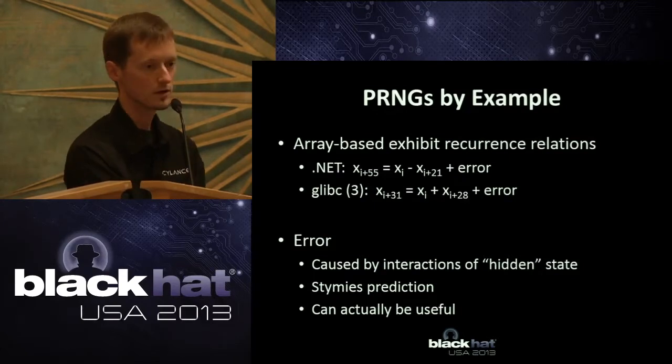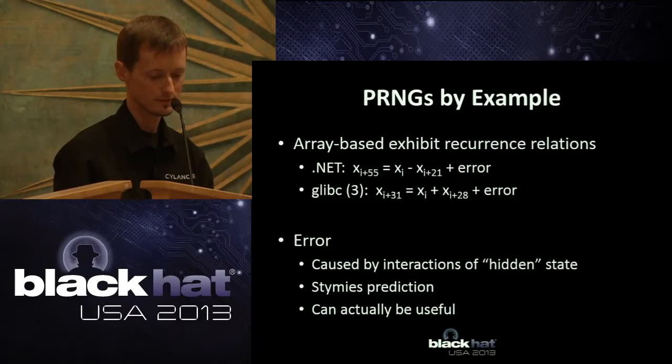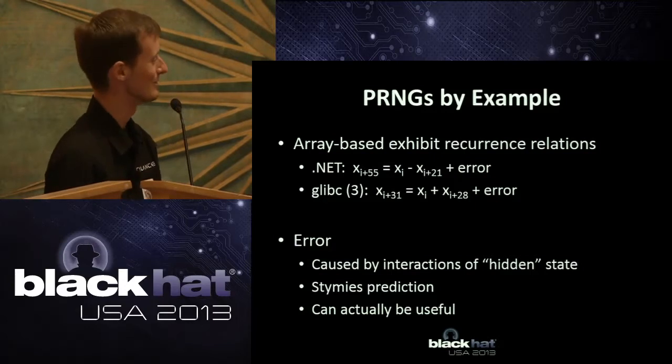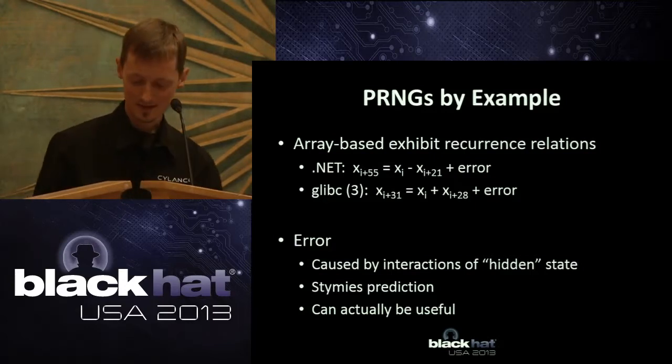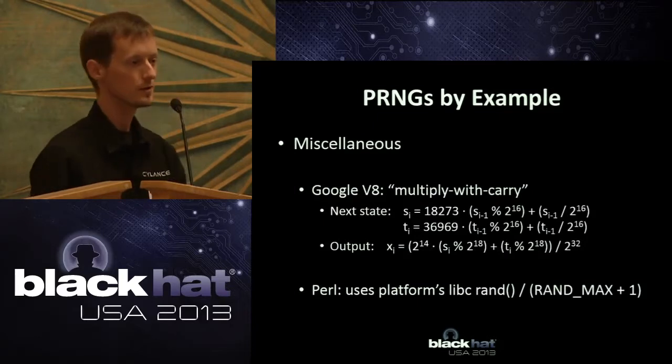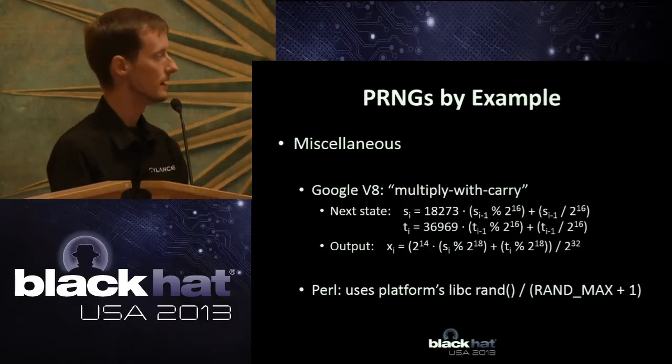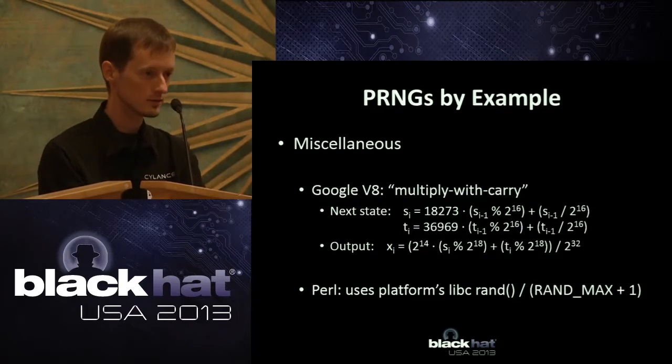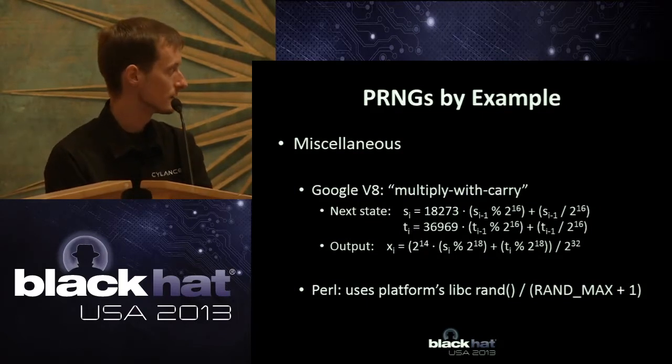So yeah, these errors are caused by various elements of hidden state, another thing we talk about in the white paper. But it can actually have its uses. Finally, we got this Google V8 PRNG. It's in their JavaScript engine, and they called it a multiply-with-carry algorithm. There's math for it. We're not really going to get into it right now.